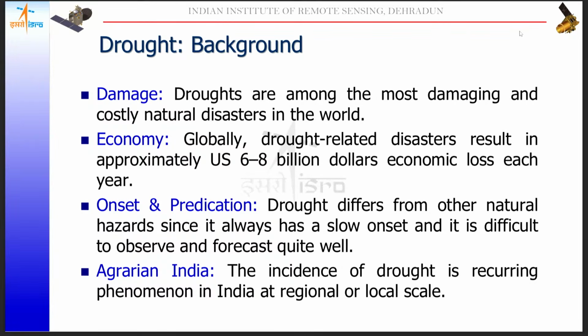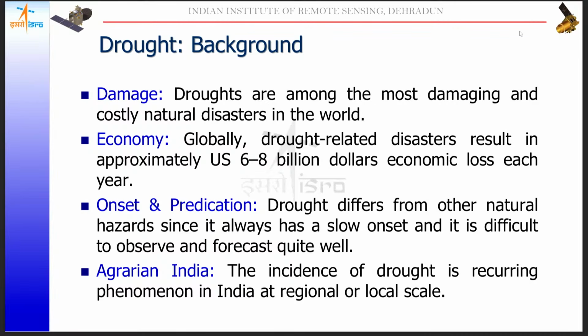And in the case of the economy, if we generalize and assess a tentative or rough figure of the related economic loss, it is around $6 to $8 billion of economic loss each year because of drought alone. When you come to the onset and prediction of the drought, it is a little bit complex to understand.